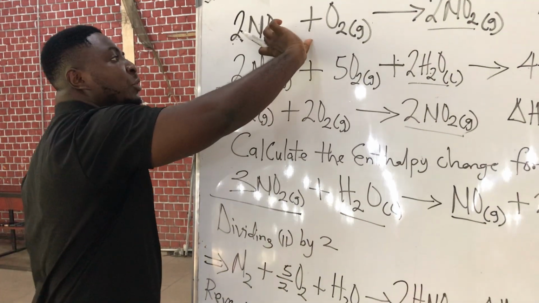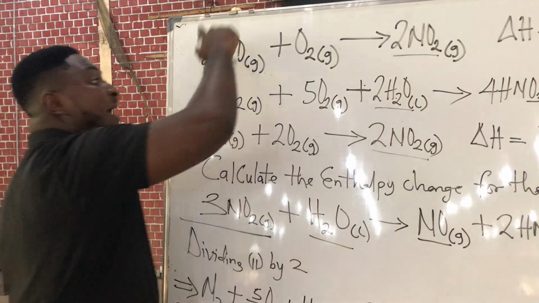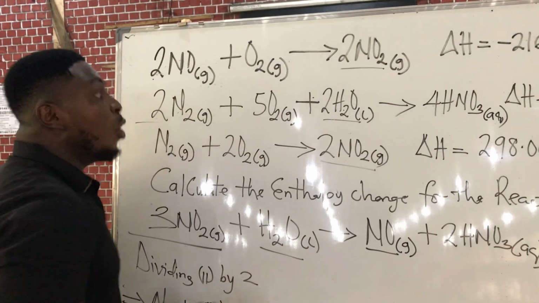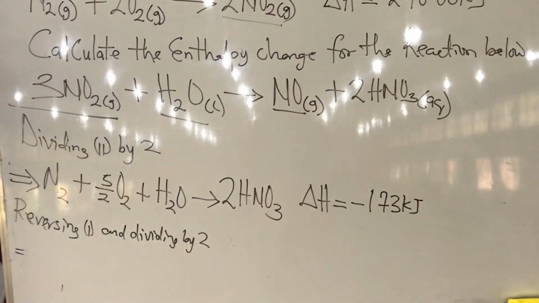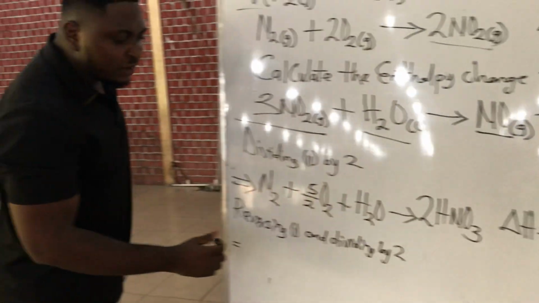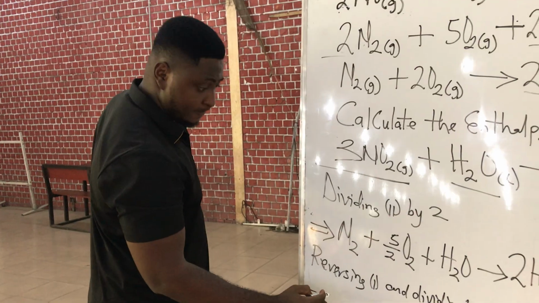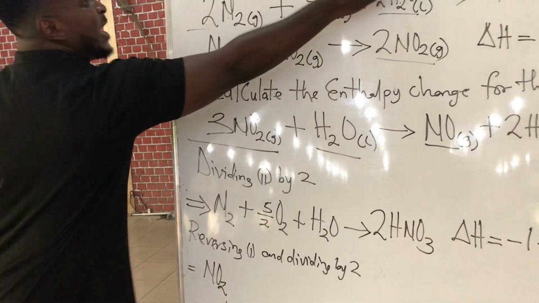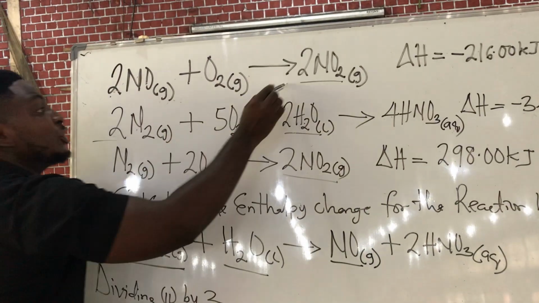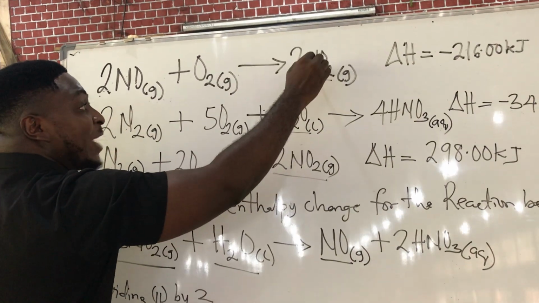Class, why are we reversing equation 1 again? So that this NO can be on the right hand. Why are we dividing by 2? So that NO can occur once, because NO is occurring once here. So reversing 1 and dividing by 2, we have NO2 will now come to this side, right? But it will not be 2NO2, because dividing by 2, 2 cancels 2, right?